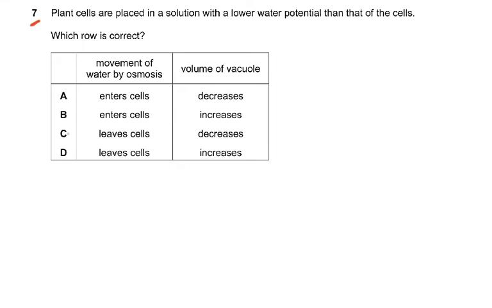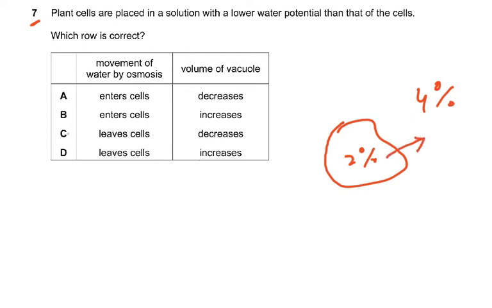Question number 7. Plant cells are placed in a solution with a lower water potential than that of the cells. Which row is correct? So outside it is 4%, the solution is lower than that of the cell, inside it is 2%. So in the movement of water by osmosis, the water is going to move out. The volume of the vacuole is going to decrease. So that is why the answer is C, because when the water moves out, the volume of the vacuole is going to decrease. That is the main structure, and that's what finally results in plasmolysis, and the cell becomes flaccid.